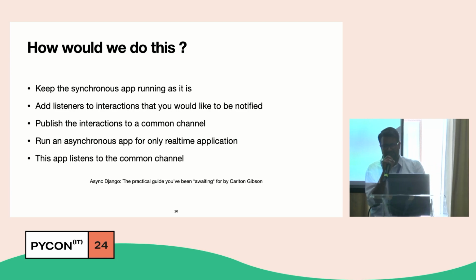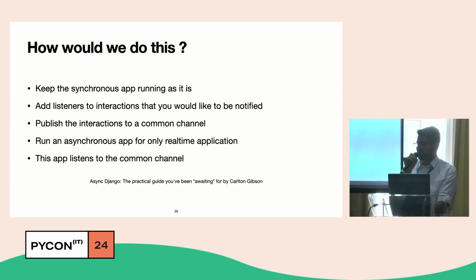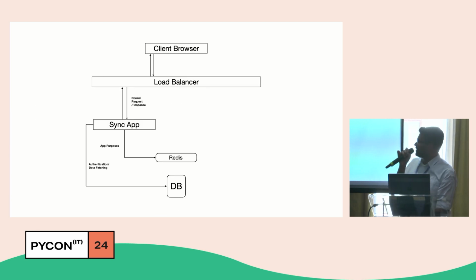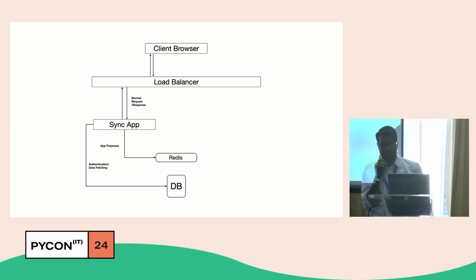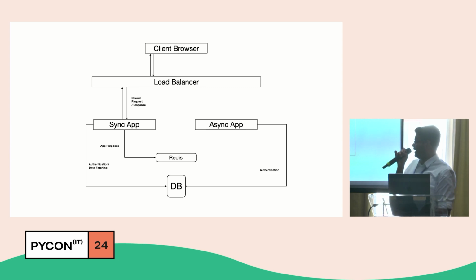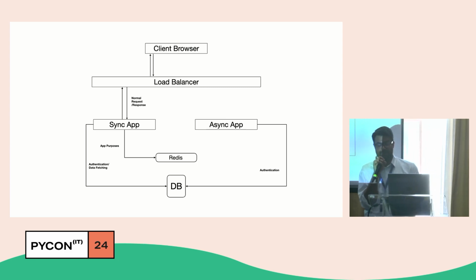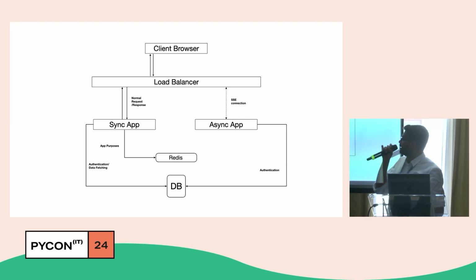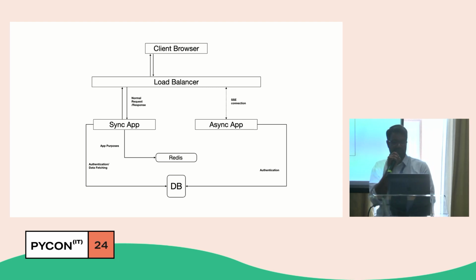And how does this look? I'll just try to represent this pictorially, however I can. So this is your normal application, right? Your sync app has been running for years. You now add the async application. If you're running this separately, you can also make use of the existing authentication. You don't have to add anything else. Then you have the server-sent event connection.